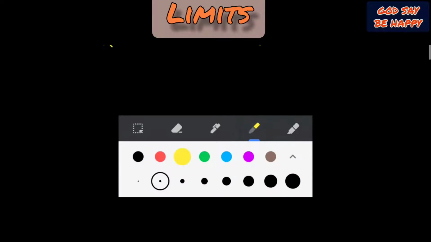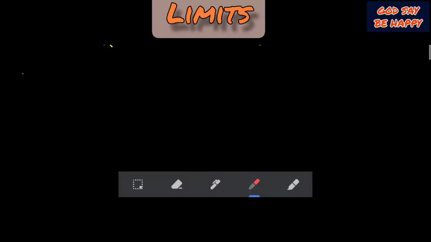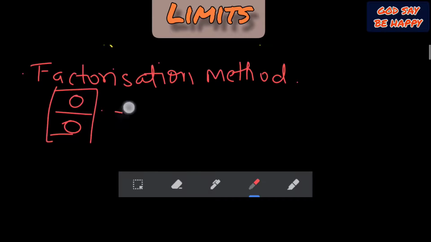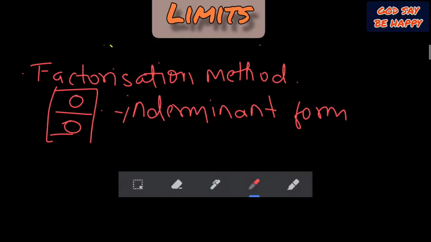Second, we have factorization method. In factorization method, we factorize the common part from the limit and then we solve. For example, in factorization, we try to remove the thing that is making the equation 0 by 0 form. It is indeterminate form. Now, example of factorization method.